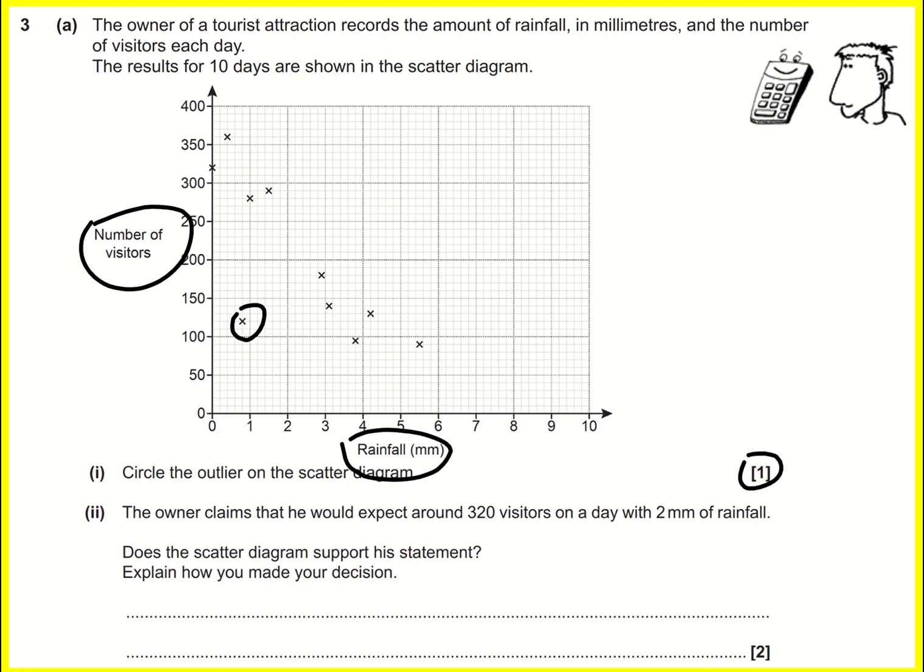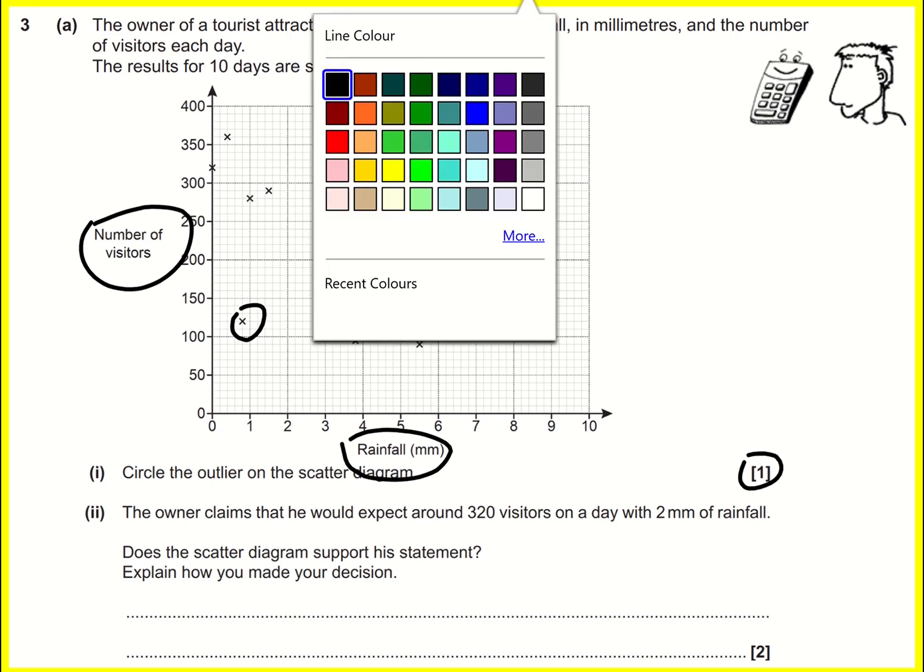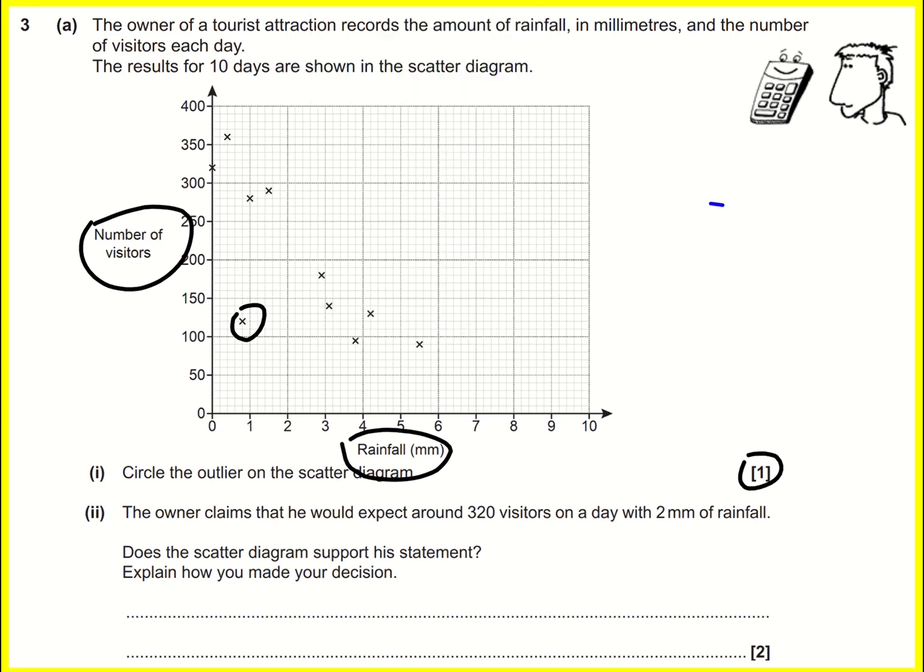Done. The owner claims that he would expect around 320 visitors on a day with 2 millimeters of rainfall. Does the scatter diagram support this statement? Well, the best thing to do really is get a line of best fit going. You can do this by eye, to be honest. You need a ruler and you're trying to get a line that goes halfway, like you've got the same number of points either side. So here I've got 5 below, I've got 4 above, so I think that's pretty good there.